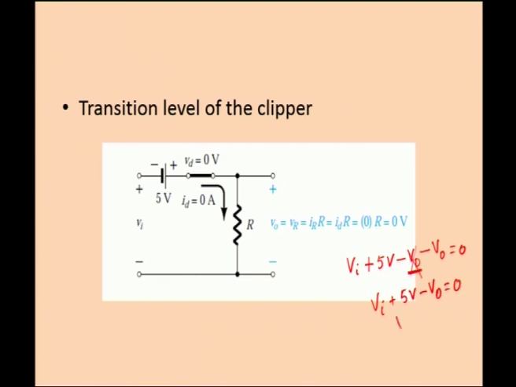So, V out is equal to Vi plus 5 volt, and here what is V out? V out is also 0 because when will you calculate the transition level of the clipper? Only during the ideal condition. Ideal condition is Vd equal to 0, Id equal to 0. So, this V out is also 0. So, Vi is equal to minus 5 volt. This is the transition level of the clipper. So, whenever this input voltage crosses this minus 5 volt, then the output will get transited.